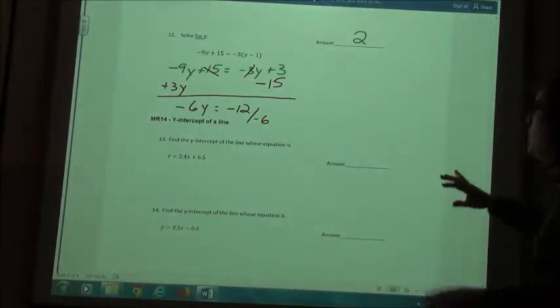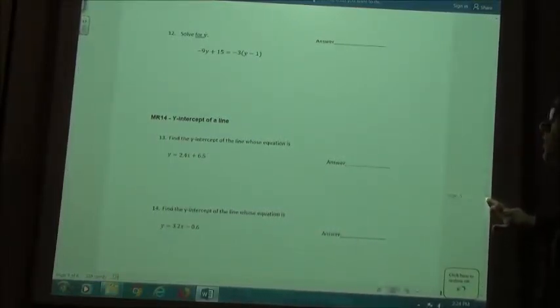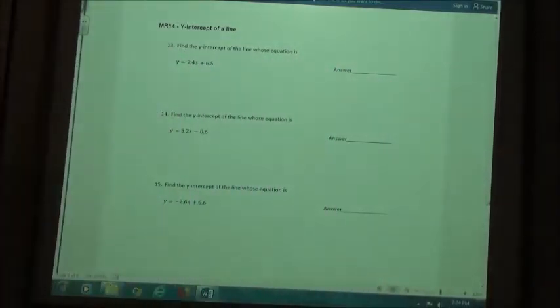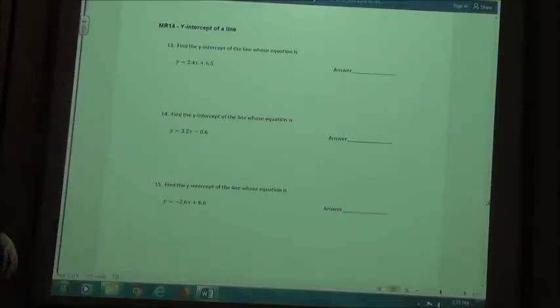The next one starts getting into some graphing. We're going to do some graphs like some pie charts and histograms and stem and leaf plots and box and whisker charts and fun stuff like that. So just some basic graphing things to remind you of. Find the y-intercept of the line.